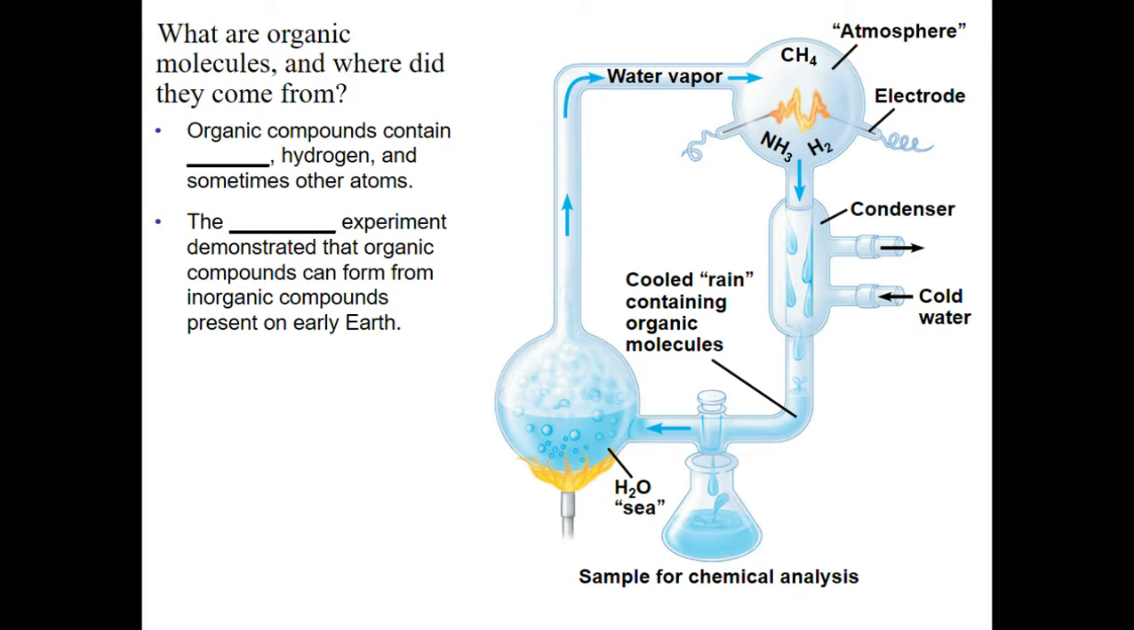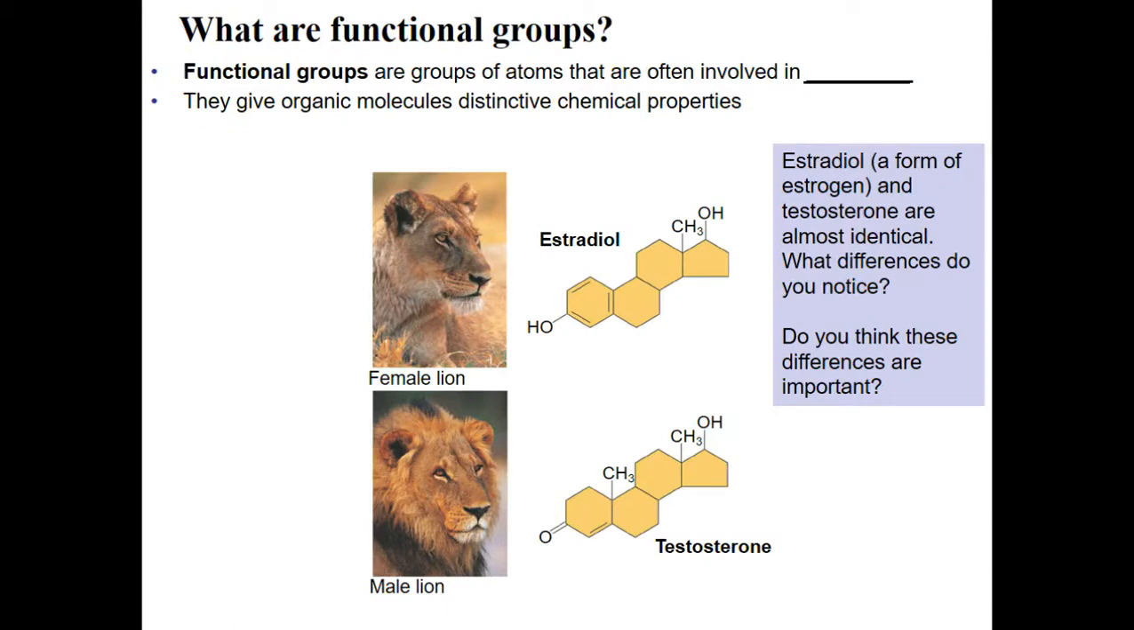So let's talk about where did organic molecules come from and what are they? Organic compounds contain carbon, hydrogen, and sometimes other atoms. The Urey-Miller experiment demonstrated that organic compounds can form from inorganic compounds present on early Earth. So therefore, our Earth was capable of making these compounds that make life. Now that we've talked about structure and function, we're going to look into functional groups.